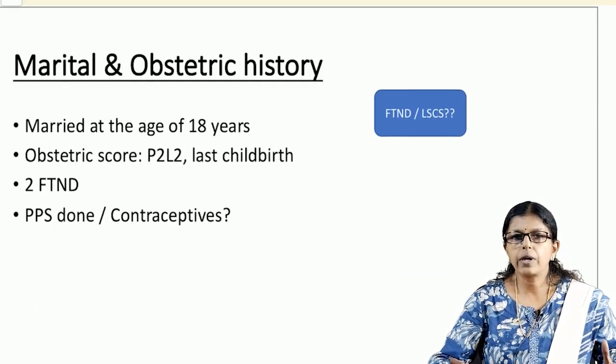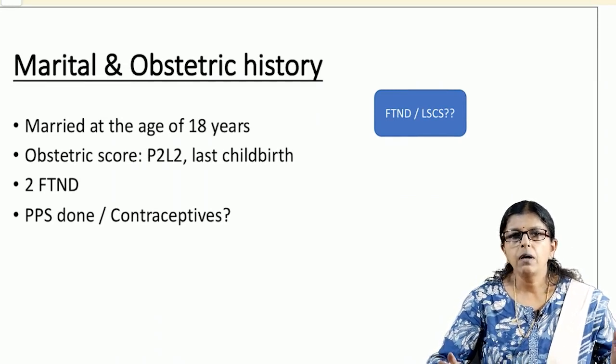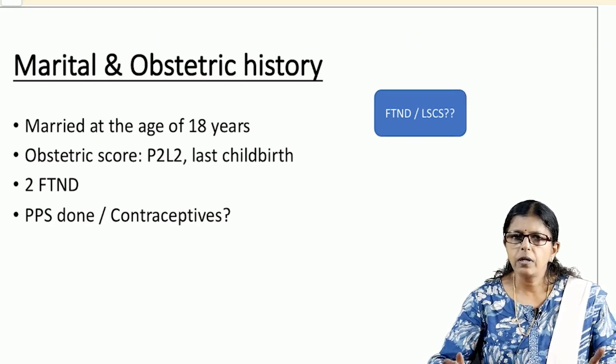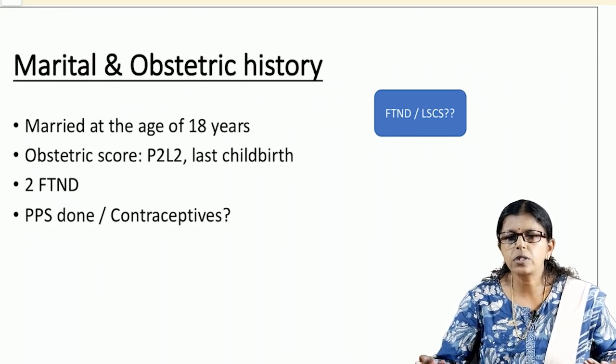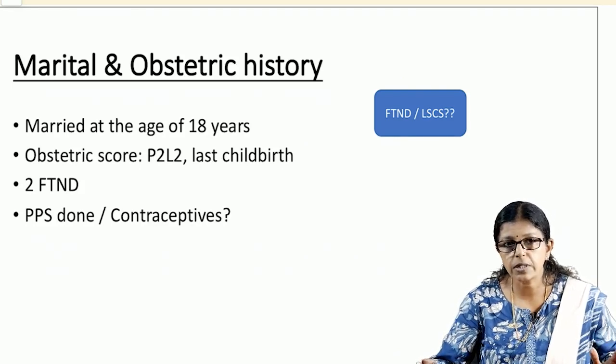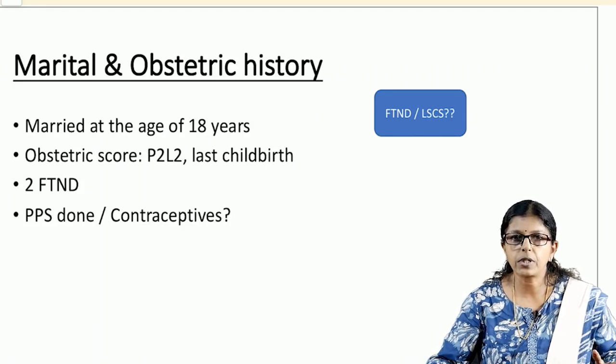And then you come to the marital and obstetric history. When was she married? When did she first conceive? Was her delivery by cesarean section or by full term normal delivery? Now, this is really important for us to know when she's come now at 45 or 50 with bleeding, whether she had a full term normal delivery or a cesarean. Because in some of these cases you might need operative intervention, like for example if it is a fibroid and you need to do a hysterectomy.